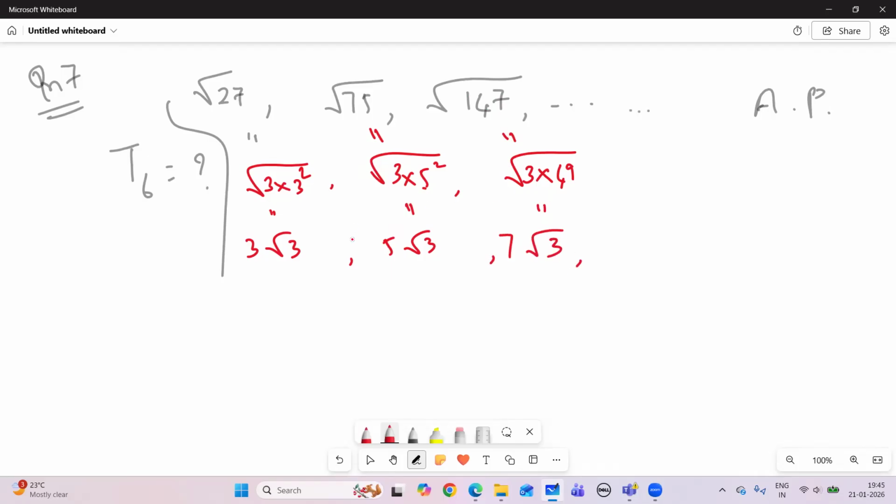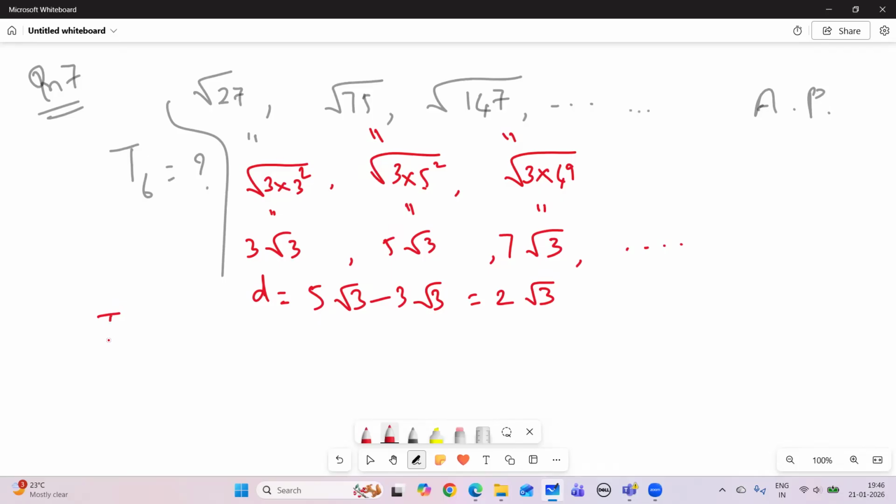Okay, so the given AP is 3 root 3, 5 root 3, 7 root 3, and so on. The common difference is a term minus its preceding term: 5 root 3 minus 3 root 3. That is, root 3 is common, 5 minus 3 is 2. So it is 2 root 3.